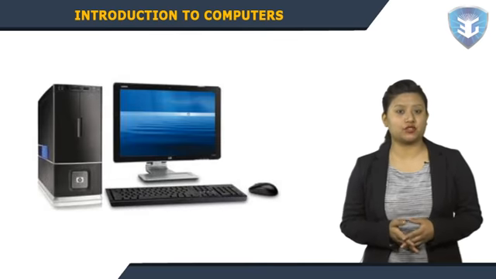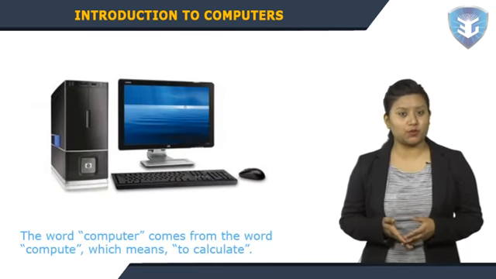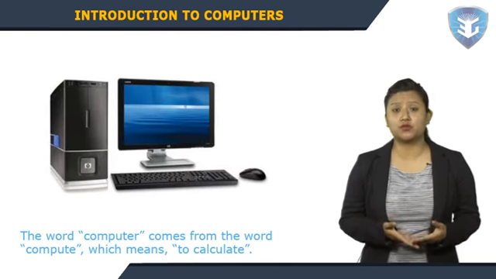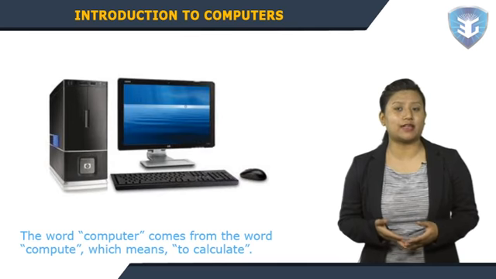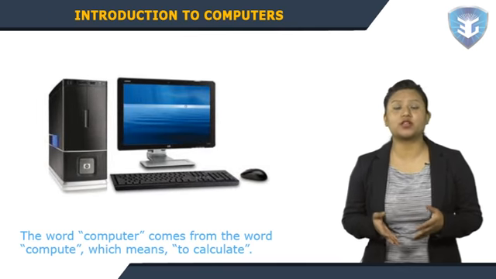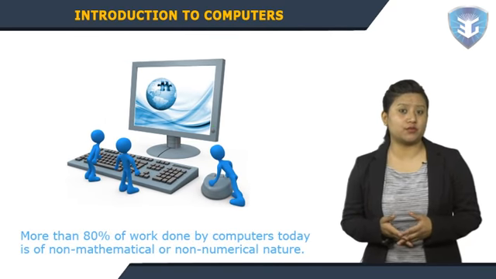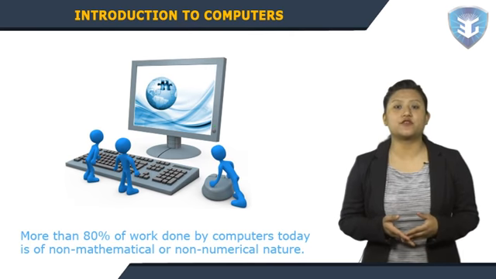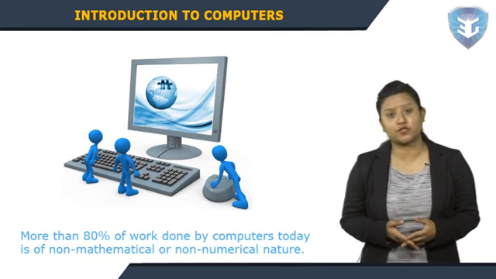Let's start with a brief introduction to the computer. The word computer comes from the word compute, which means to calculate. Hence, people usually consider a computer to be a calculating device that can perform arithmetic operations at high speed. In fact, the original objective for inventing a computer was to create a fast calculating machine. However, more than 80% of work done by computers today is of non-mathematical or non-numerical nature. Hence, to define computer merely as a calculating device is to ignore over 80% of its functions.